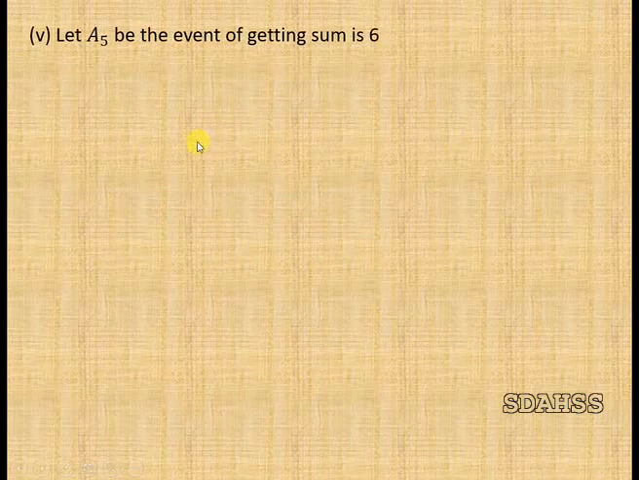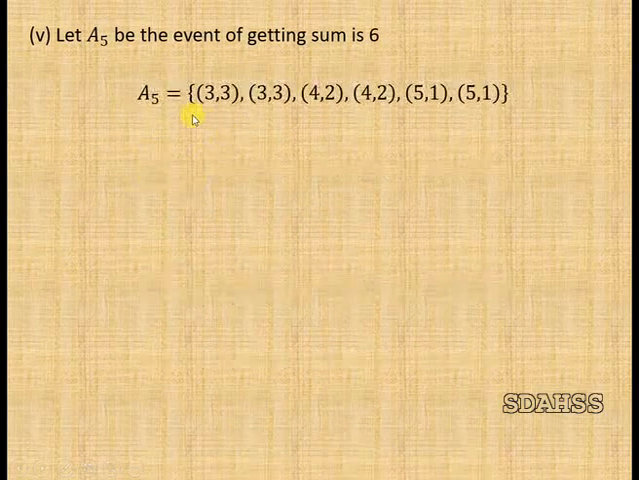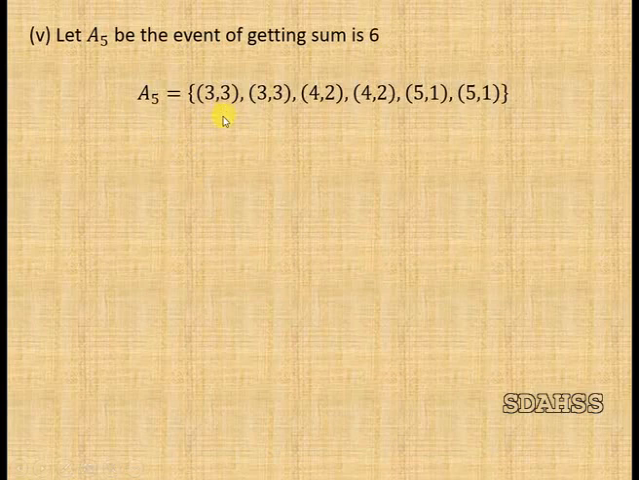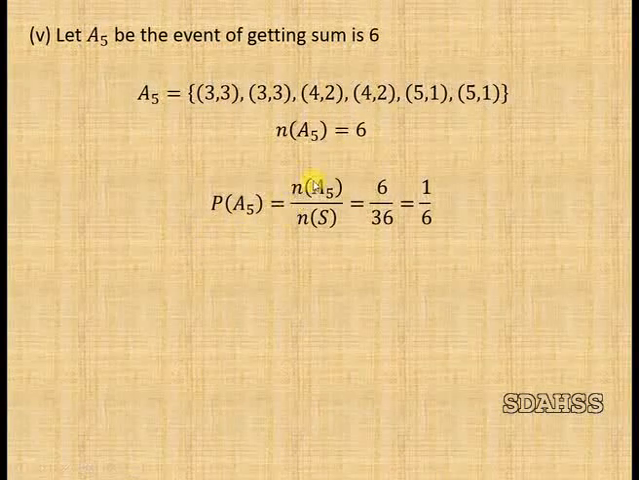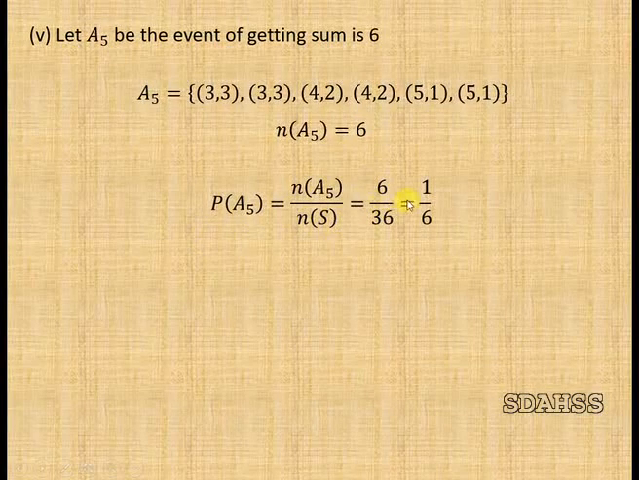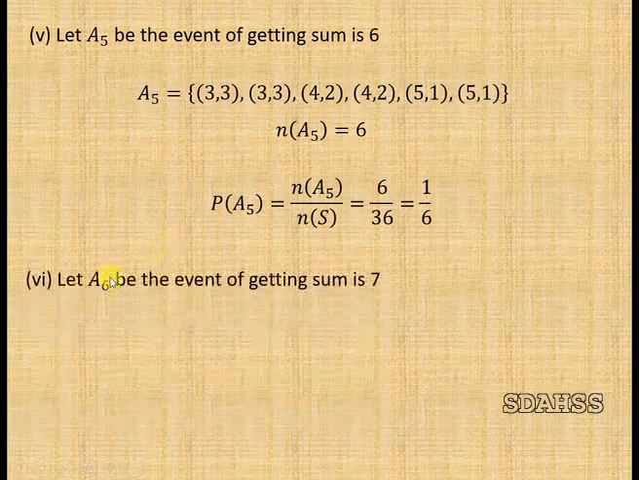A5 be the event of getting sum is 6. So A5 is equal to {3,3}, {4,2}, {5,1}, so N of A5 is equal to 6. Then P of A5 is equal to N of A5 by N of S, which is equal to 6 by 36, 1 by 6.